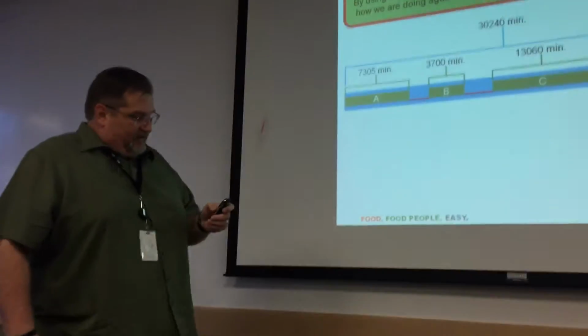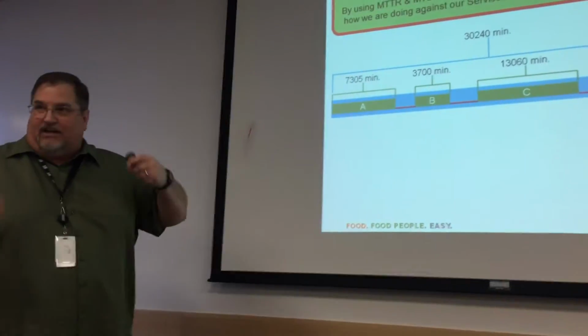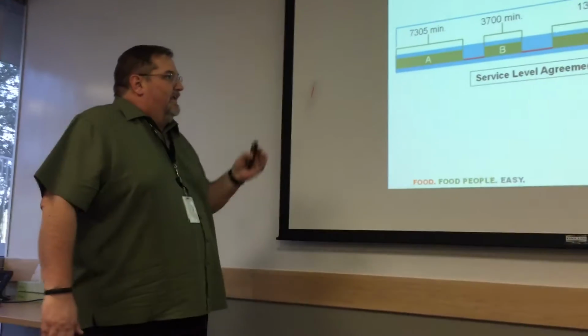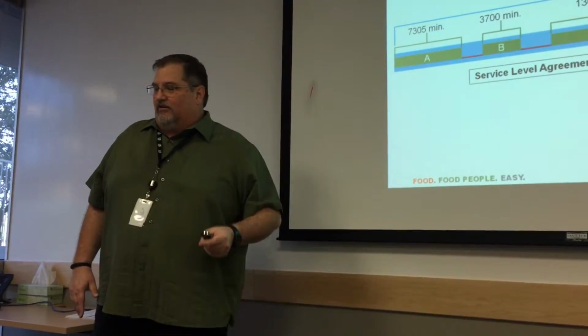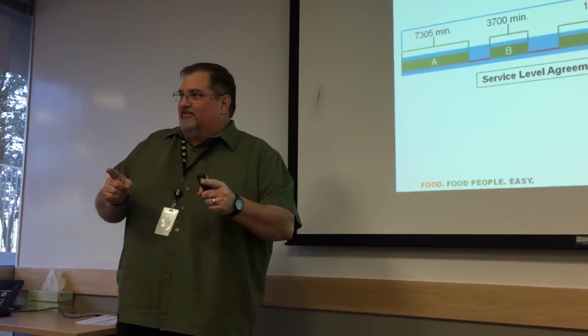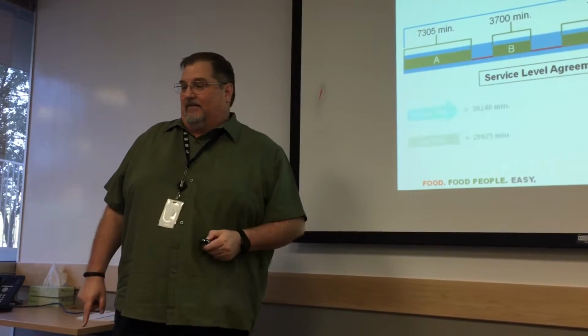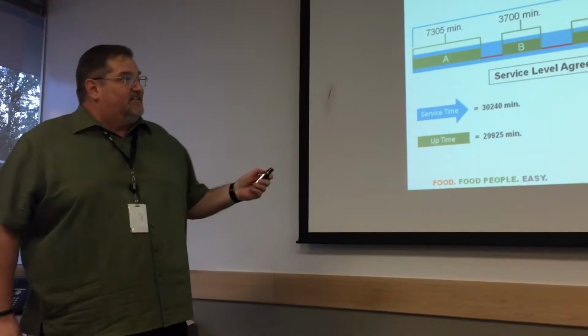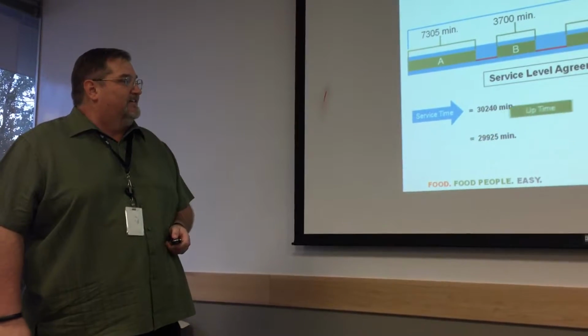Here's our graphic from the previous page showing our total service time and our uptime. And in this particular example, we're going to say our service level agreement target is 98%, which means we want to have our service be available 98% of the time. So doing some fancy graphics, we do a little bit of math.